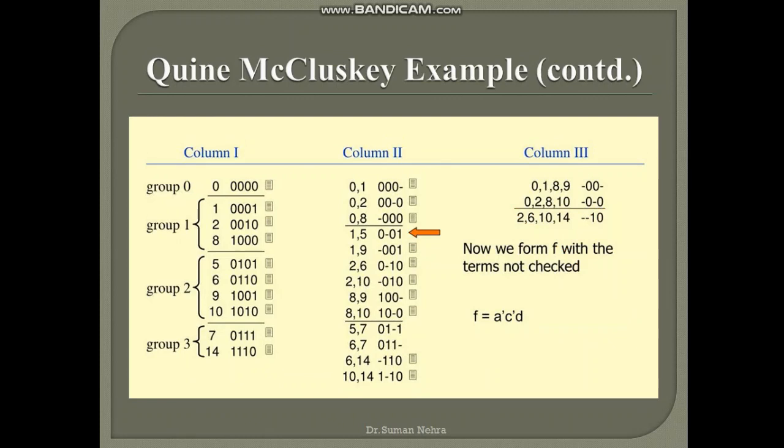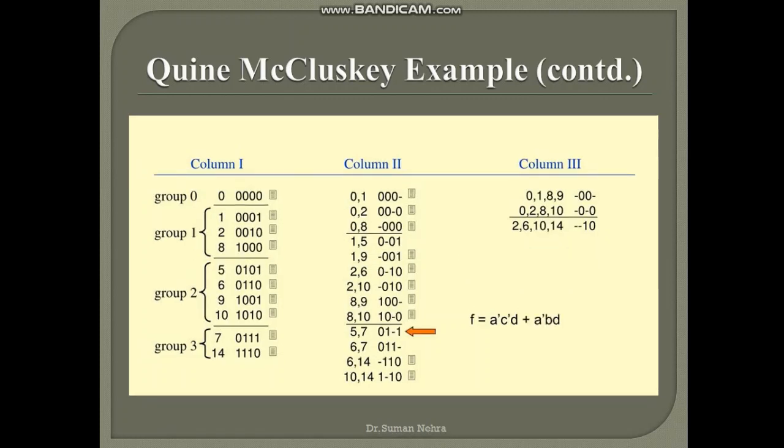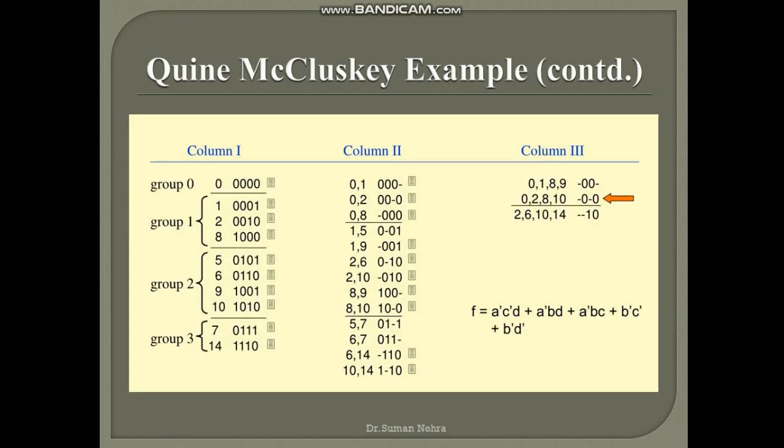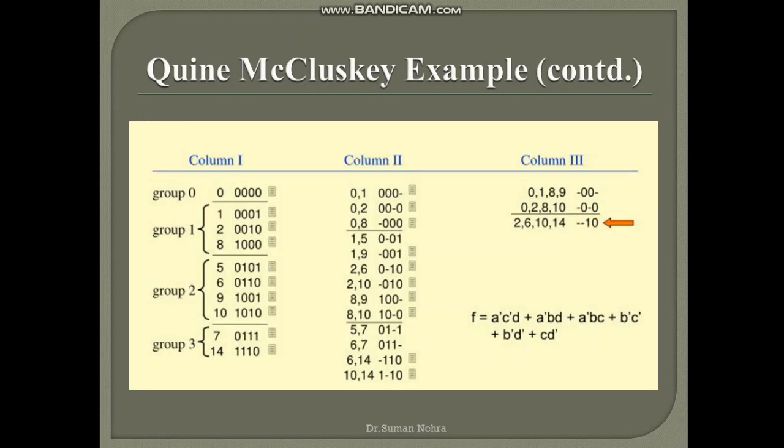Now we will form the binary function. The functions which are not checked in the column 2, I am repeating again, the functions which are not checked, which will not form a group in the column 2, are also taken in the Boolean function. Here we have 3 functions, 15, 57 and 67. These are not marked checked. So these are also included in the Boolean function with the column 3 elements. So the column 3 elements are these. So the Boolean expression will form, here it is A-C-D plus A-BD plus A-BC plus B-C- plus B-D- plus C-D'.